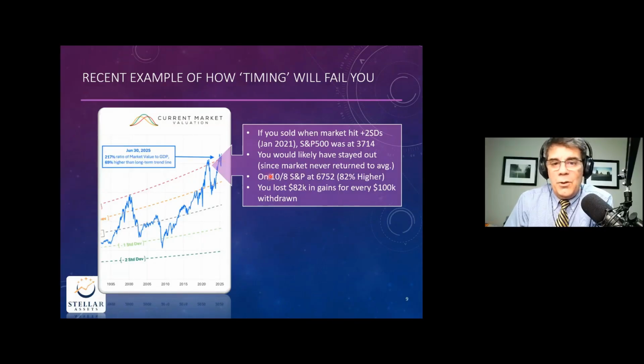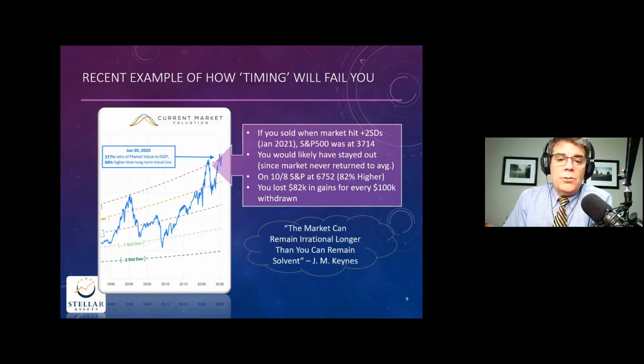So if you look at the market a few days ago, it was at 67.52 versus the 37.14. So it's 82% higher. What that means practically is if you took out $100,000 from the market, you lost out on $82,000 in gains. That's what timing the market will do for you. You'll lose out on a lot of gains.